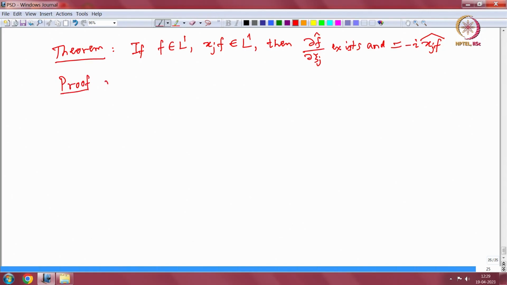This is an important result. It tells a sufficient condition under which the Fourier transform is differentiable. Taking n equal to 1, how do you show that a function is differentiable? As usual, you take the difference quotients and try to prove the limit exists. That is what we do.